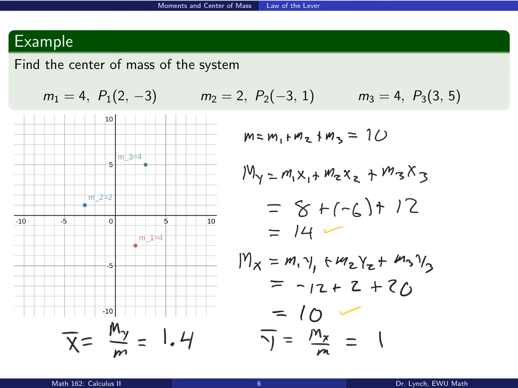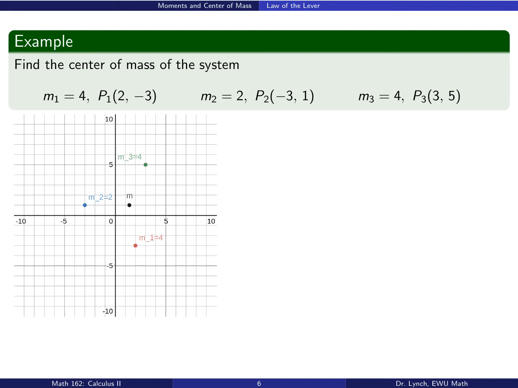So the x coordinate of the center of mass, M sub y over m, is 1.4. The y coordinate of the center of mass, M sub x over m, is 1. So we expect the center of mass to be right about here, again with x coordinate of 1.4 and y coordinate of 1.